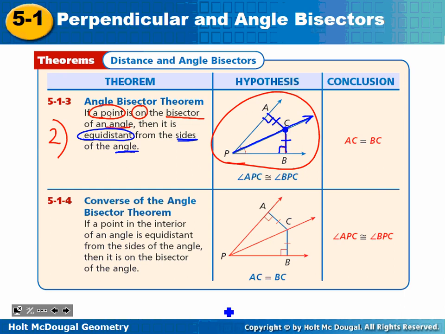But if they tell you this distance is congruent to this distance, then what does that mean about ray AC? It must be an angle bisector. So it's going to go the other direction. If the distances are congruent, then this must be an angle bisector. So then we could conclude with the converse that AC is an angle bisector. And that means we would know then that those two angles are congruent. Does that make sense?